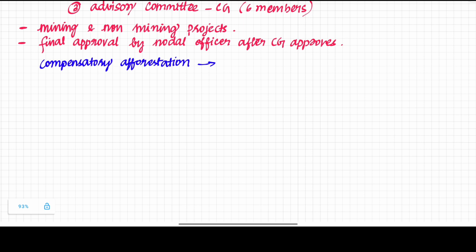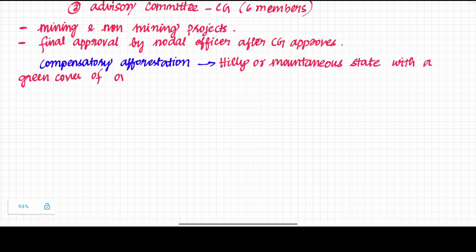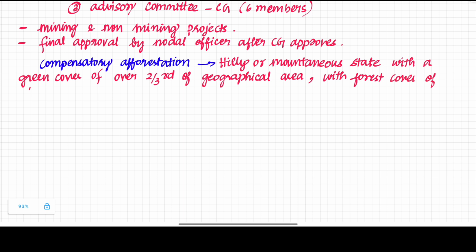Now, this is related to compensatory afforestation when the state is a hilly or mountainous state. This state has a green cover of over 2/3 of its geographical area, and forest cover is 1/3 of that geographical area.